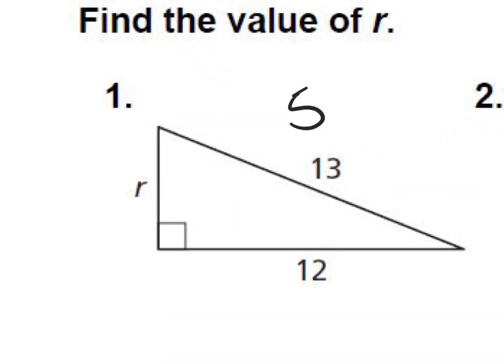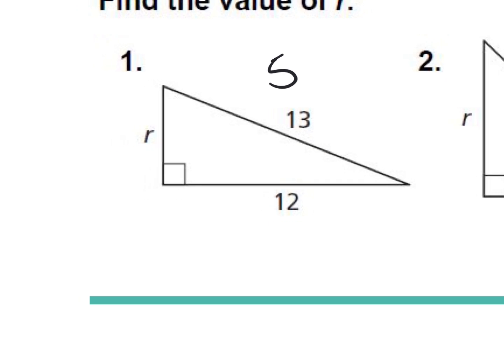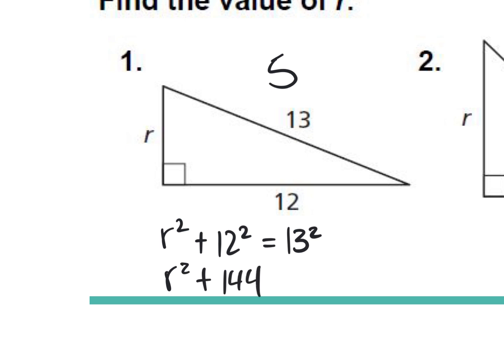For number one, what do we do in number one? John: A squared plus B squared equals C squared. Yay, what is that called? Yeah, buddy. So a squared, in this case, we're going to make what? R. Okay, so r squared plus 12 squared equals 13 squared. Why did the 13 have to be the C? Very good, and it's also the hypotenuse. Excellent. So when we square these, we should get r squared plus 144 equals 169.